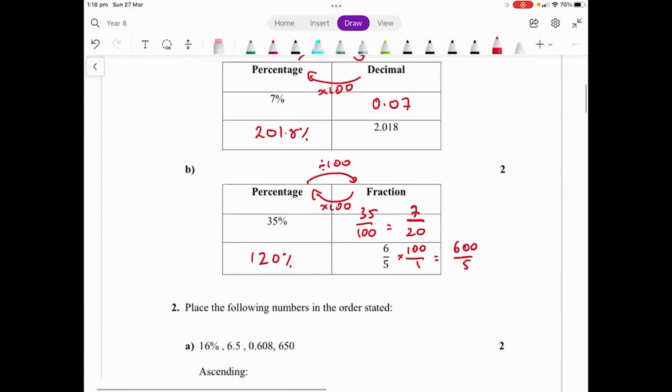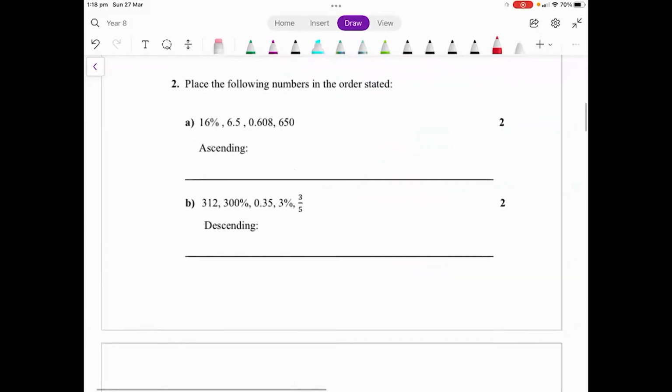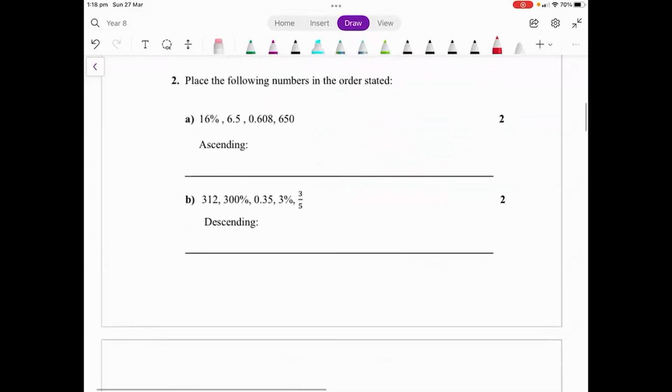Question 2 is ordering. So firstly, we need to convert everything to percentages. So 16% already there. 6.5 we multiply by 100, so that's 650%. 0.608 we multiply by 100 again, so that's 60.8%. And 650 we multiply by 100, and that's 65,000%. Then we put them in order. 16, then 60.8, then 650, then 65,000.